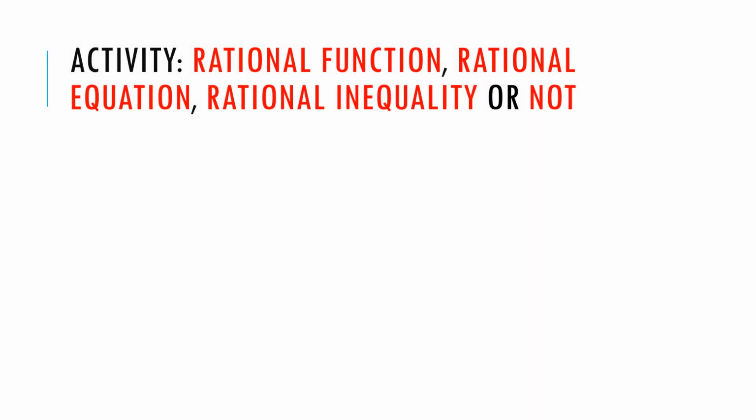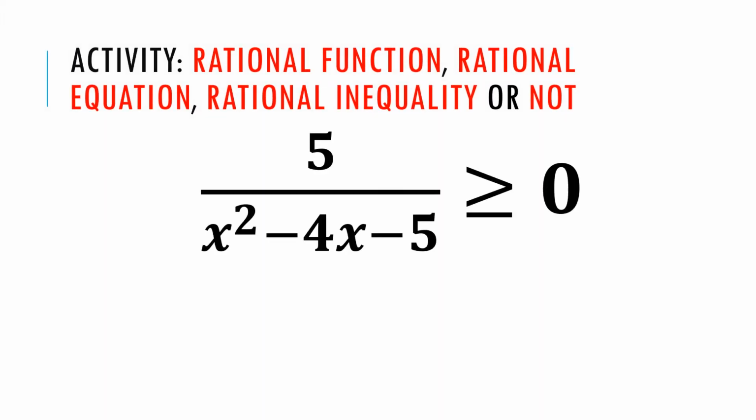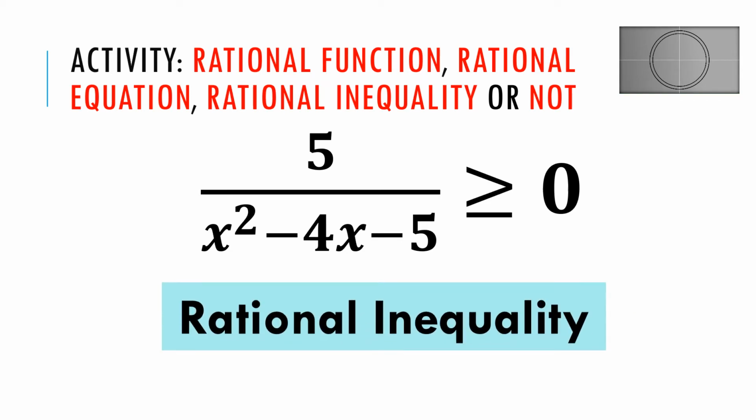How about this one? 5 all over x squared minus 4x minus 5 is greater than or equal to 0. 5 seconds to answer. Time's up. Isang tingin pa lang, alam na natin ang sagot. And the answer is, it's a rational inequality.